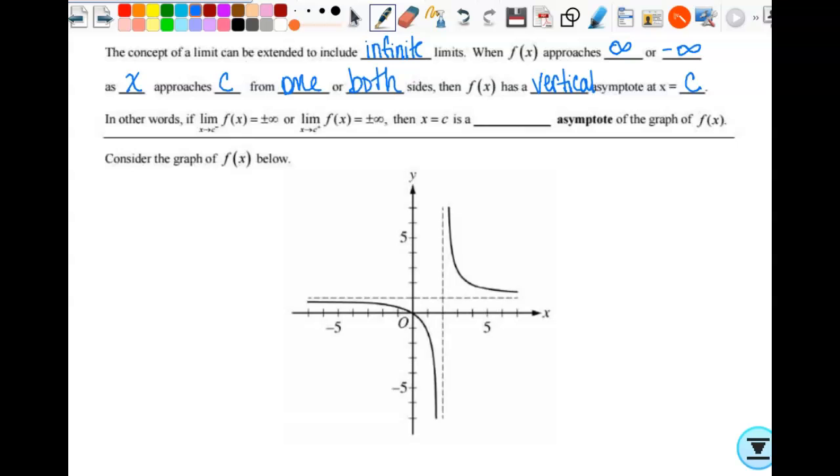In other words, if the limit of f of x as x approaches c from the left equals positive or negative infinity, or the limit as x approaches c from the right of f of x equals positive or negative infinity, then x equals c is a vertical asymptote. So we're going to have to be able to recognize those from graphs we may understand and from graphs maybe we don't understand, so we can look at it algebraically. Okay? Everybody okay with this so far? We good? All right.